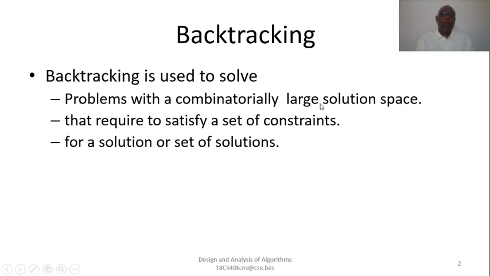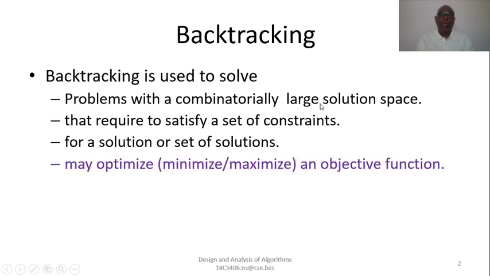Normally the problems which we solve by backtracking may have one solution or more than one solution. Optionally, backtracking is also used to solve a class of problems in which maximization or minimization of an objective function is involved. To make you understand, problems like finding the minimum cost of a tour in the traveling salesman problem or maximizing the profit in a 0-1 knapsack problem belong to this category.